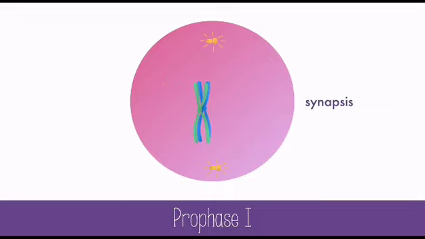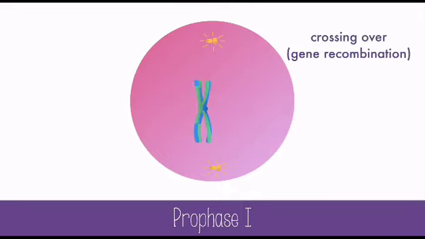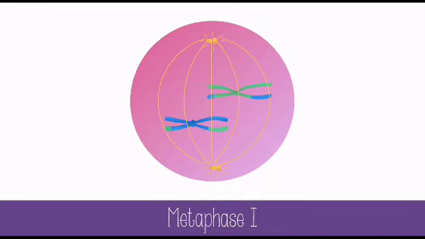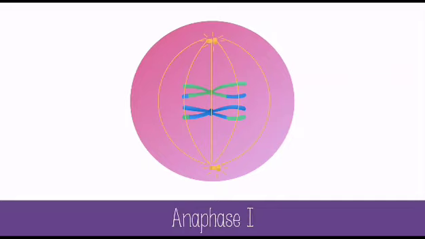Once they're paired up, they will recombine their genes by crossing over. The duplicated chromosomes are no longer identical, which creates variation and diversity in the final gametes. Spindle fibers will attach to the chromosomes, and they'll move and line up in the center during metaphase. Now, which side they face is random and is also known as independent assortment. They will not be pulled apart at the centromere like in mitosis, but instead, homologous chromosomes will separate.